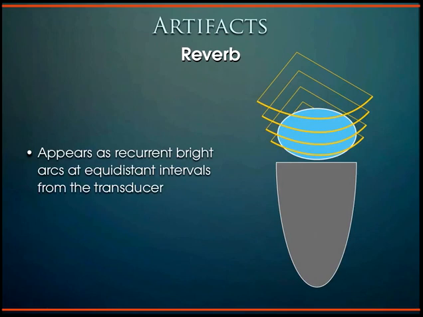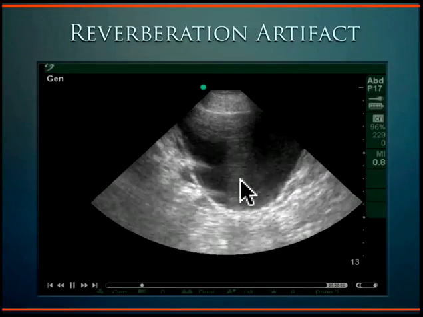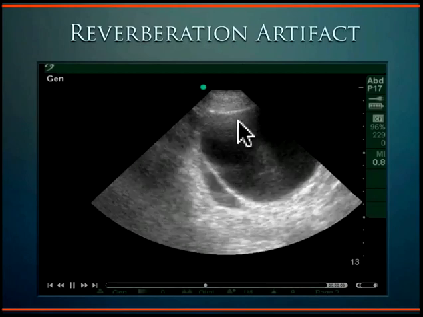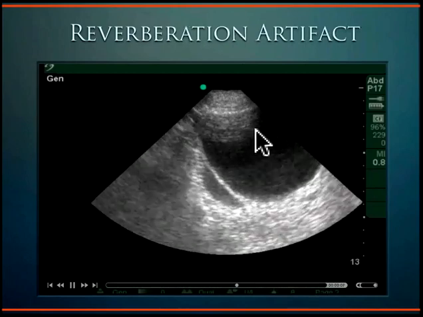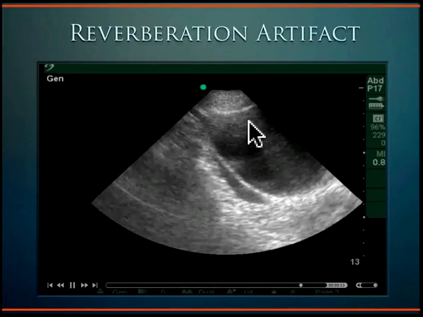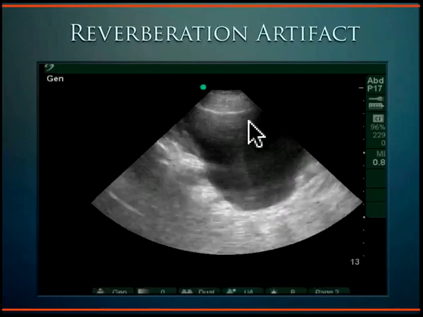Reverberation appears as equidistant arcs that come down from the top of the transducer. And so you can see this sometimes with the bladder, equidistant arcs coming down from the anterior part of the bladder. That's what this area up here is. This is reverberation artifact seen as equidistant arcs that come down from the footprint of the probe. This is common to see with bladder ultrasound.